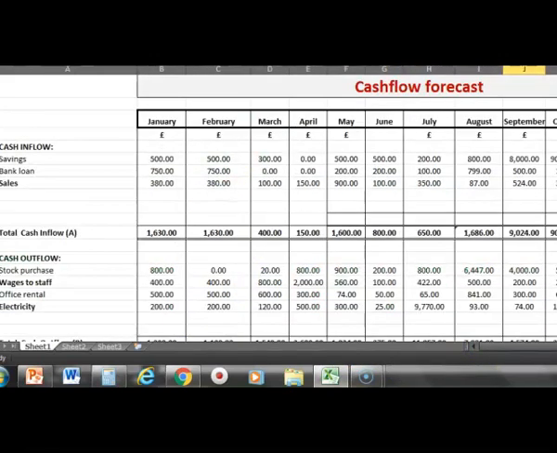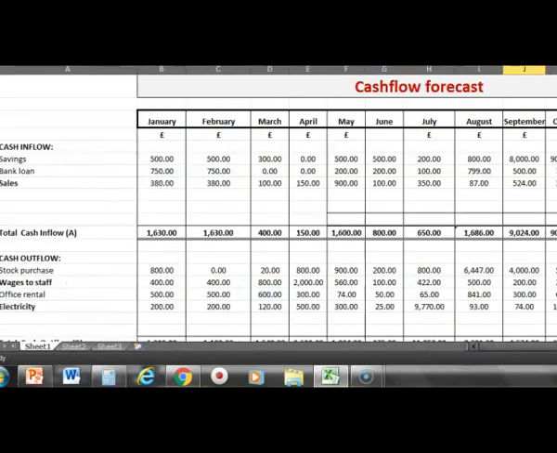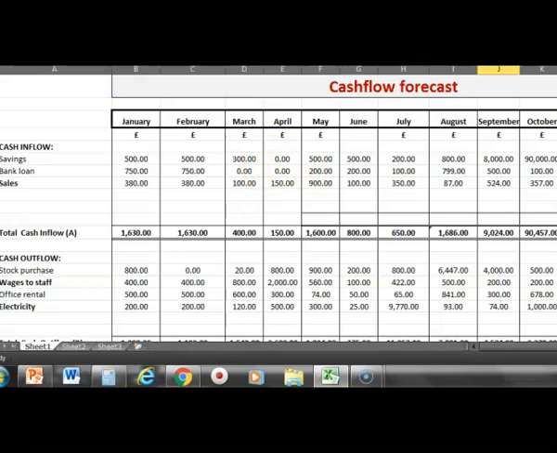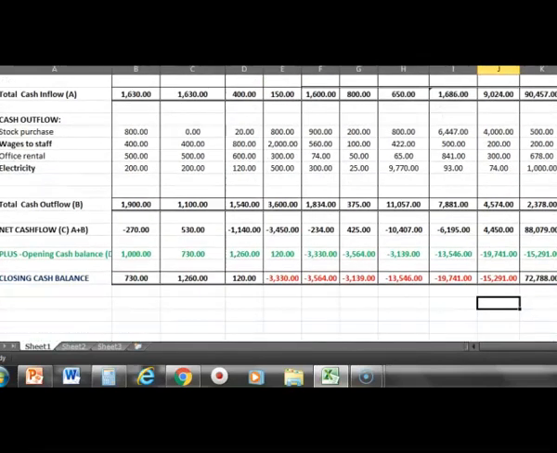Okay, let me go up now. So now this is January to December. Yeah, we've done January to December. This is what a cash flow forecast for a year looks like. So the company will come up with this kind of projection. This is what is called a cash flow forecast.